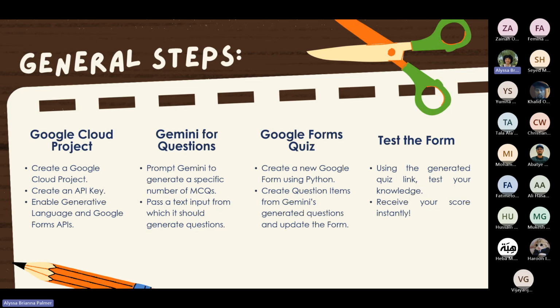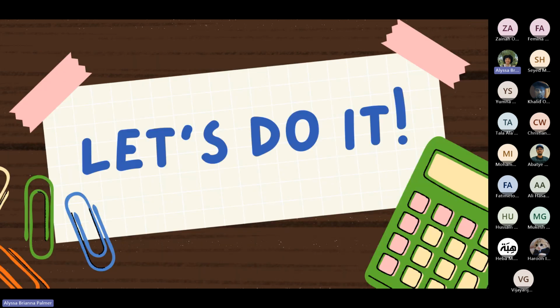And we're going to pass it a text input from which it should generate questions. For the Google Forms quiz, we'll be able to create new Google Forms using Python and then update it with question items from Gemini's generated questions. And then we'll have the generated quiz link and we'll be able to test our knowledge and receive our score instantly. So let's get started.